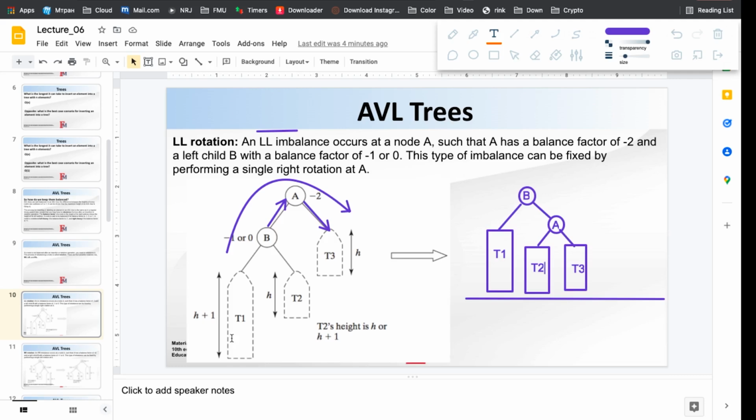And now if we take a look again at the heights, the heights of T2 and T3 are H, and they're located on the same level, and the height of T1 is H plus 1. So this one becomes perfectly balanced, and now the balance factor of everything is 0, basically. So that's LL. Hope it makes sense.